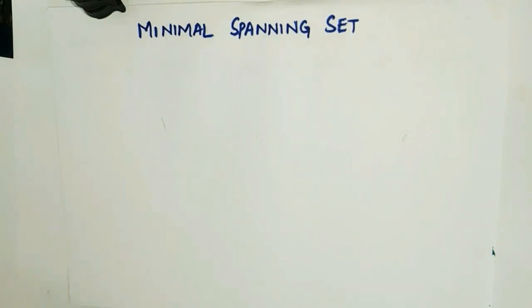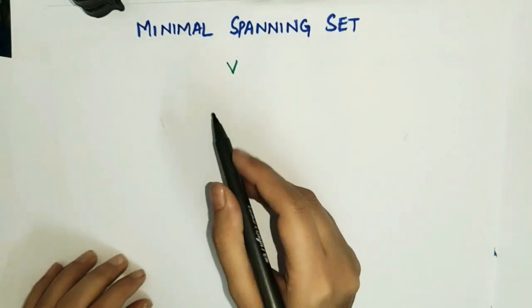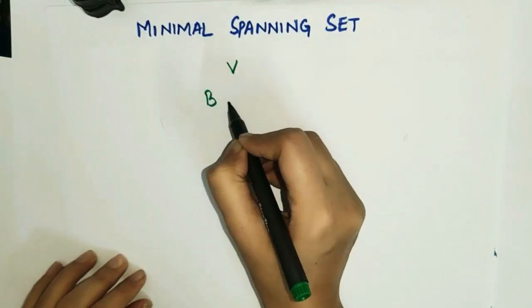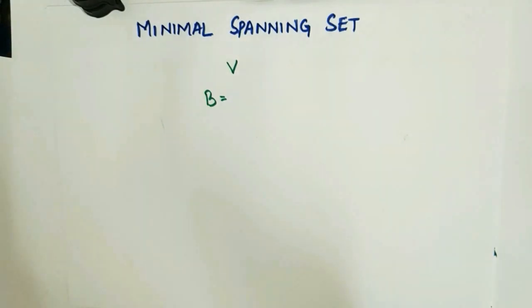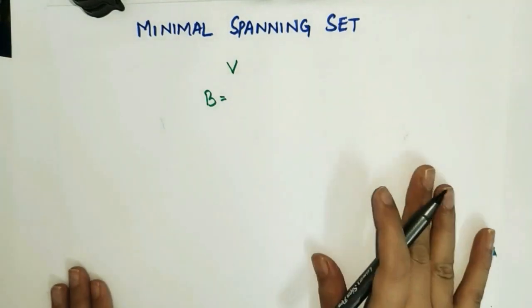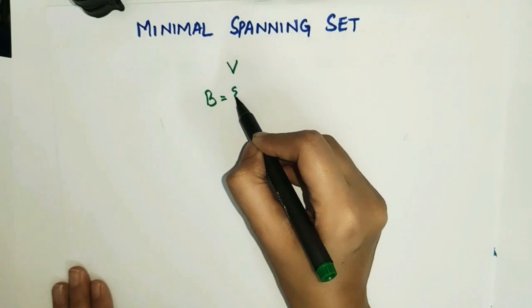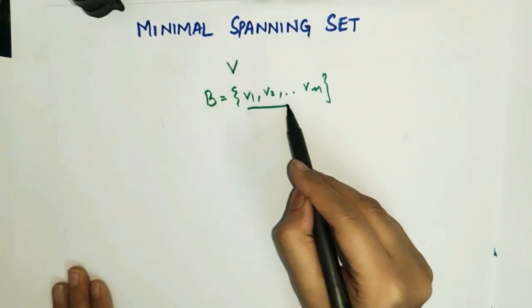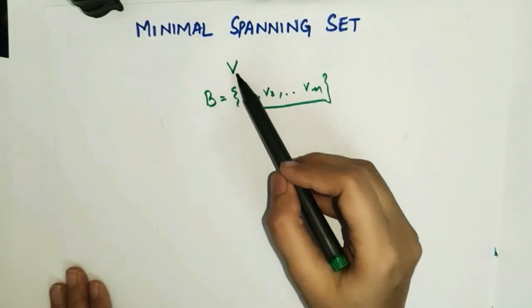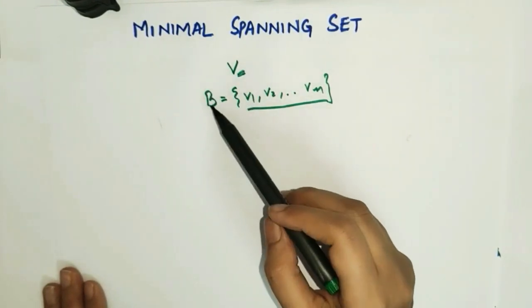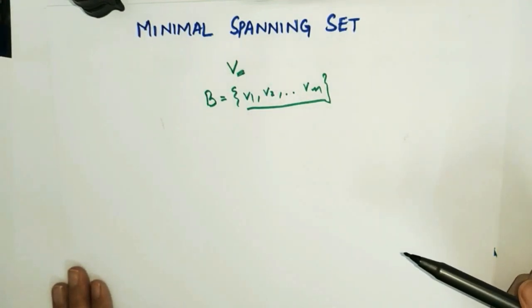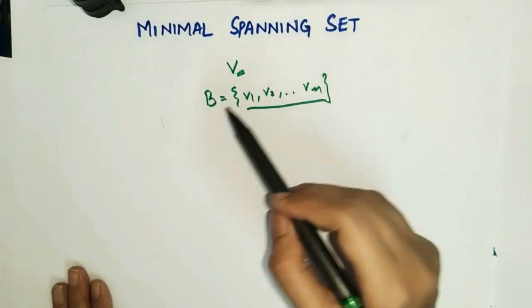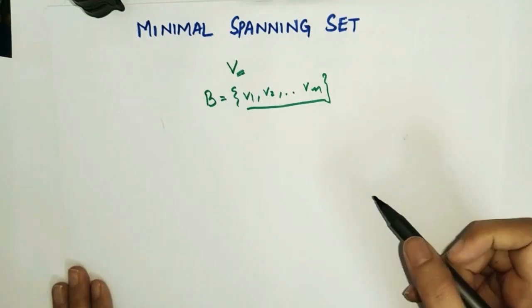Next, we move on to define minimal spanning set. Now, what is a minimal spanning set? Given a vector space V, if I have a set B which contains the minimum number of vectors that are required to span V, so if B contains v1, v2, ..., vn, then these are the minimum number of vectors that are required to span V, then B is said to be a basis for V. So that means a minimal spanning set is always a basis.